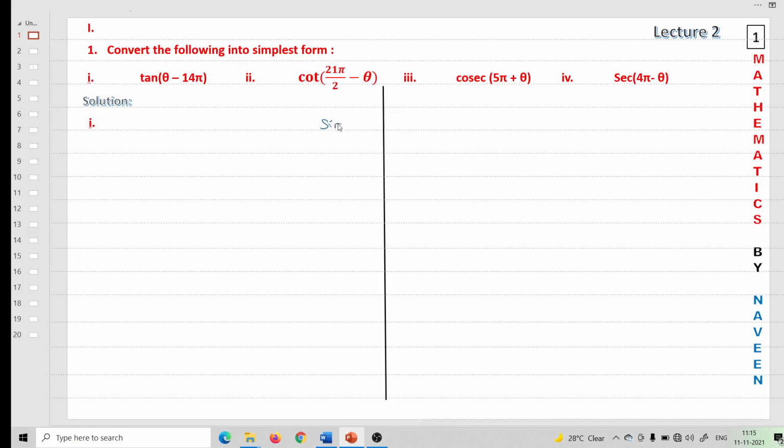Sin theta, cos theta, or minus secant theta, likewise. Meaning in this there is no angle added, only theta is there. So we have to convert this problem into this simplest form, right?